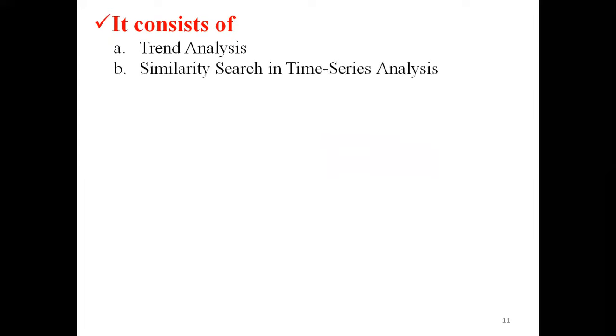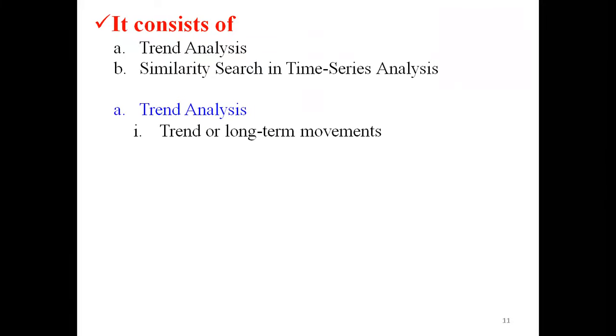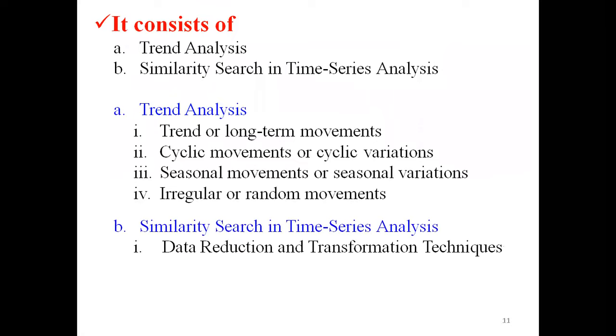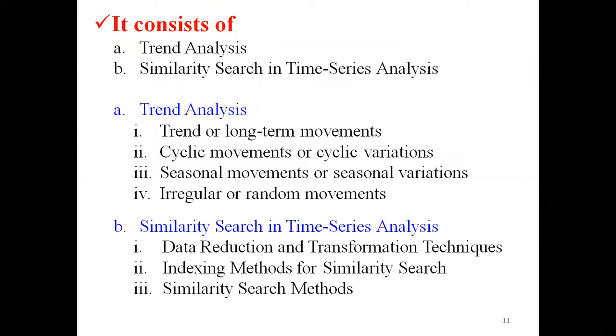Time series analysis consists of trend analysis and similarity search. First, trend analysis. What is trend analysis? The trend consists of long-term movements, cyclic movements or cyclic variation, seasonal movement or seasonal variation, and irregular or random movements. Then the similarity search: data reduction and transformation techniques, indexing methods for similarity search, and similarity search methods. These are some of the similarity search topics in time series analysis.